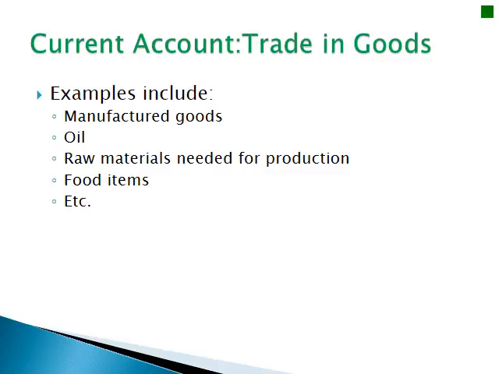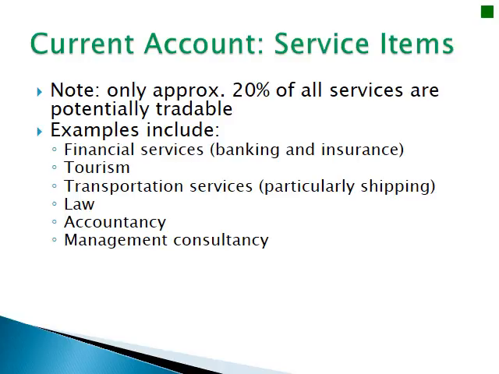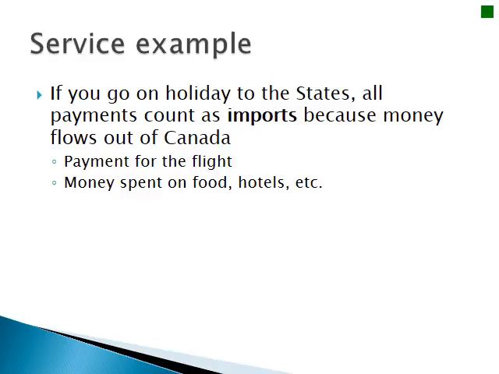So the current account, trade in goods. The goods could be manufactured goods, oil, raw materials for production, food items, etc. Anything that's tangible that you can touch. Service items are things that you can't touch, that are intangible. And note that only about 20% of all services are potentially tradable. Some examples could be financial services such as banking and insurance, tourism, transportation services, particularly shipping, law, accountancy, management consultancy, etc.